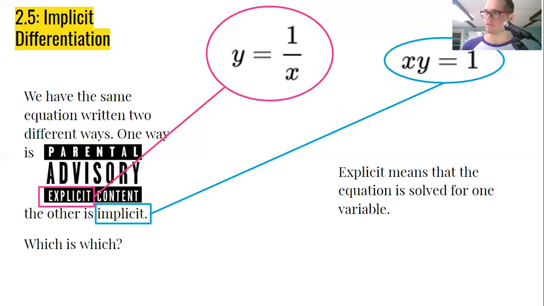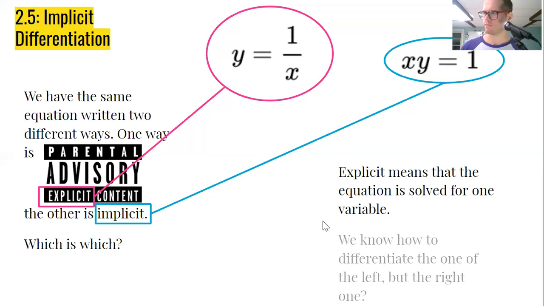So the thing is, we can differentiate the explicit one. We have a rule for that. We could rewrite that as x to the negative first, then use the power rule, and y prime should be -1 times x to the negative second. Or you could rewrite that as -1 over x squared. So we could do that.